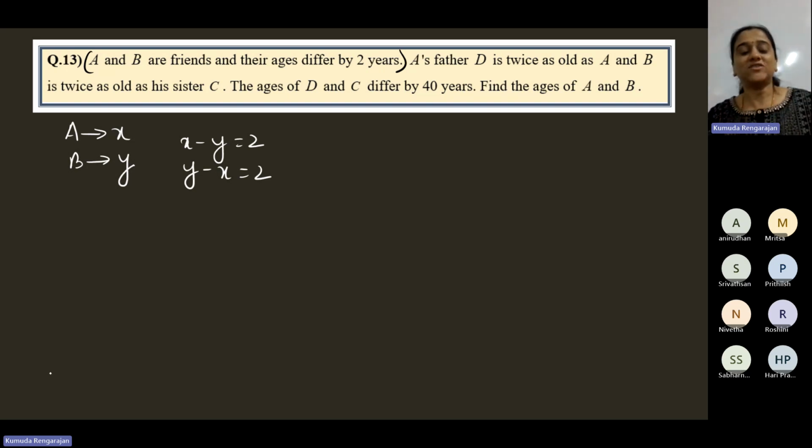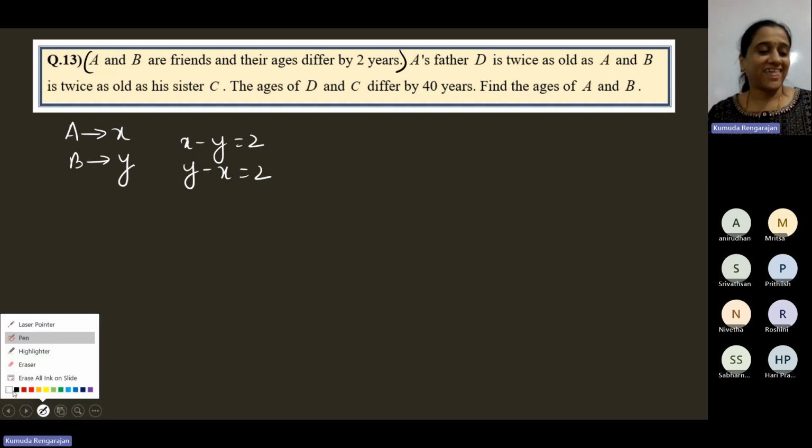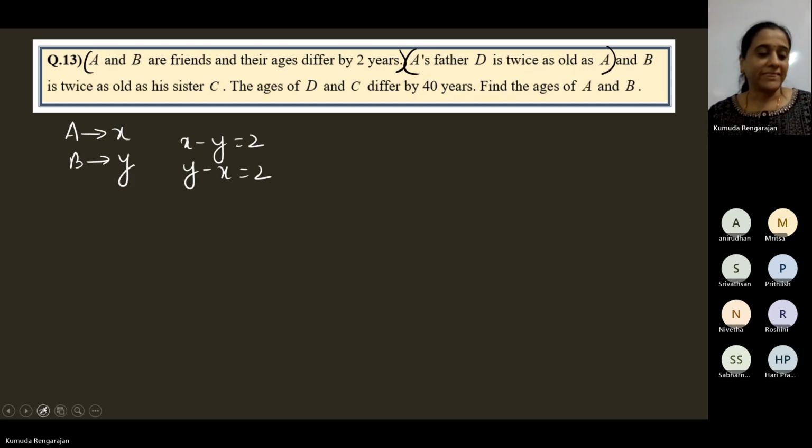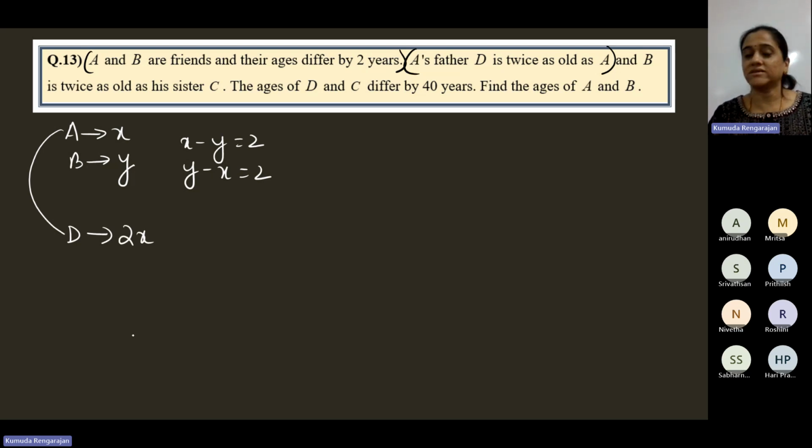Now, A's father D is twice as old as A. And B is twice as old as his sister C. How do you write that?